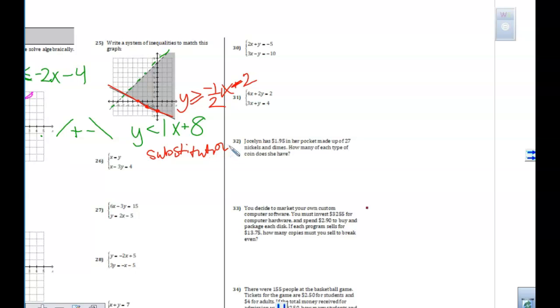Because what do you know about x and y? They're the same thing, right? So we might put y minus 3y equals 4. You now have an equation with all one variable. Remember, you always have to get an x and a y, okay?